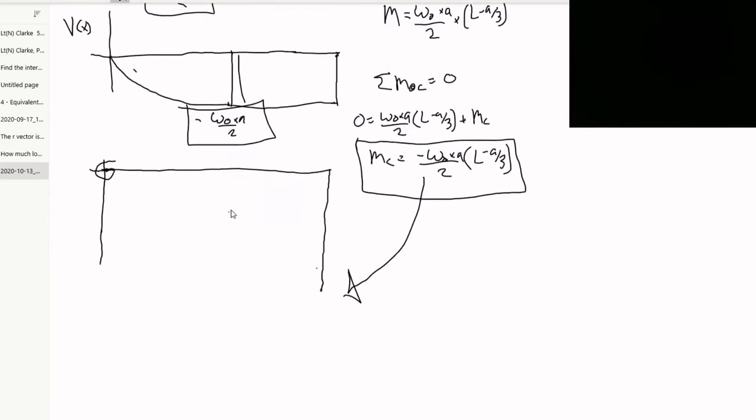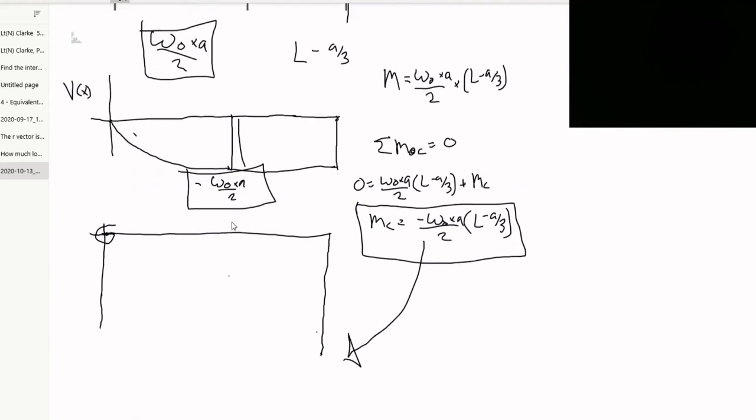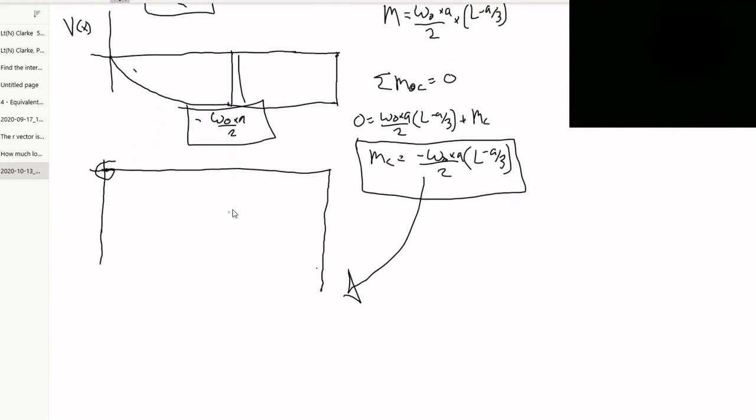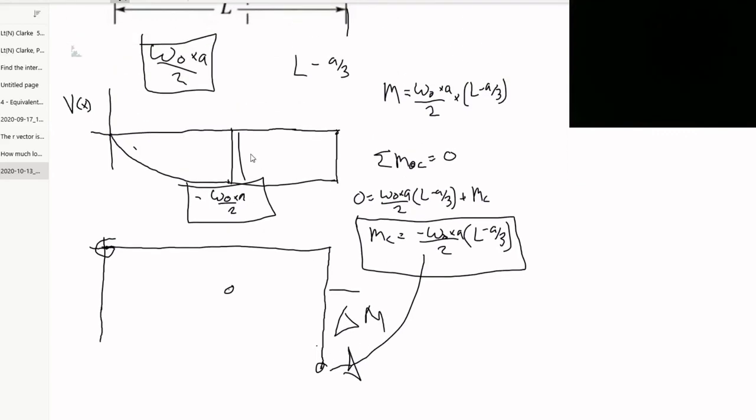So essentially, the change in the moment from this point to this point, this delta M, is just going to be equal to the area of your shear, the area between the curve and the x-axis on your shear diagram.